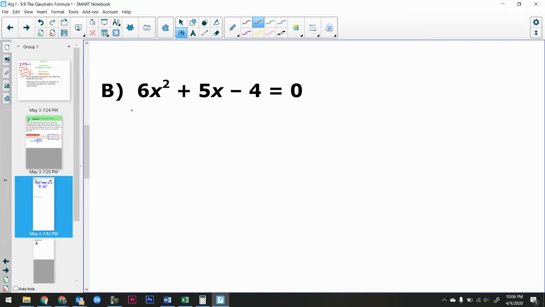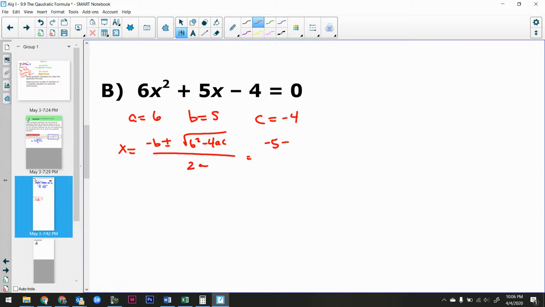So again, the first thing that we would do is write out our A, B, and C values. A is 6, B is 5, and C is -4. Okay, so let's write it out. General form, x equals -b plus or minus the square root of b squared minus 4ac, all divided by 2a. The opposite of b, +5 turns into -5. Plus or minus the square root of b squared, so it's 5 squared minus 4 times 6 times -4.